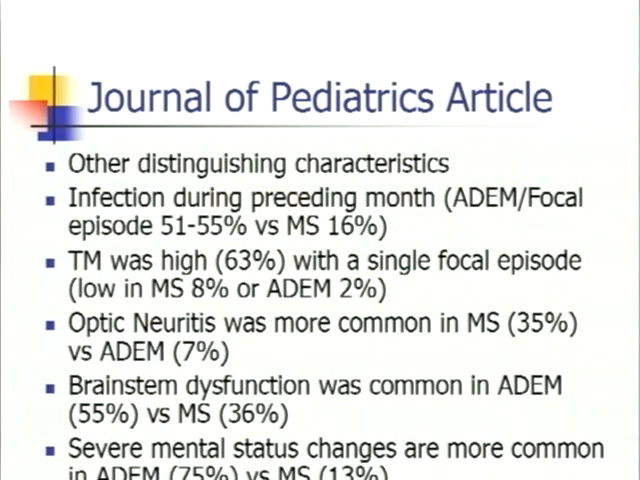Now, as has been reinforced before with talking about either TM or ADEM or multiple sclerosis, there are certain characteristics that even at presentation in the pediatric population tended to distinguish the final diagnosis. Infection during the preceding month tended to be more common in the ADEM or the focal episode population than it did in the multiple sclerosis population. As I said, those with single focal episodes tend to be mostly comprised eventually of transverse myelitis. Optic neuritis in general is much more common even in pediatric multiple sclerosis than it is in ADEM. And involvement of the lower part of the brainstem tends to be much more common in ADEM versus multiple sclerosis.